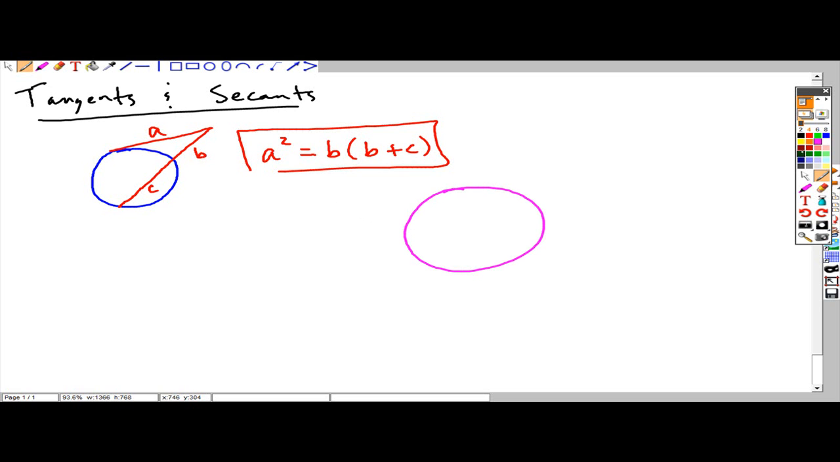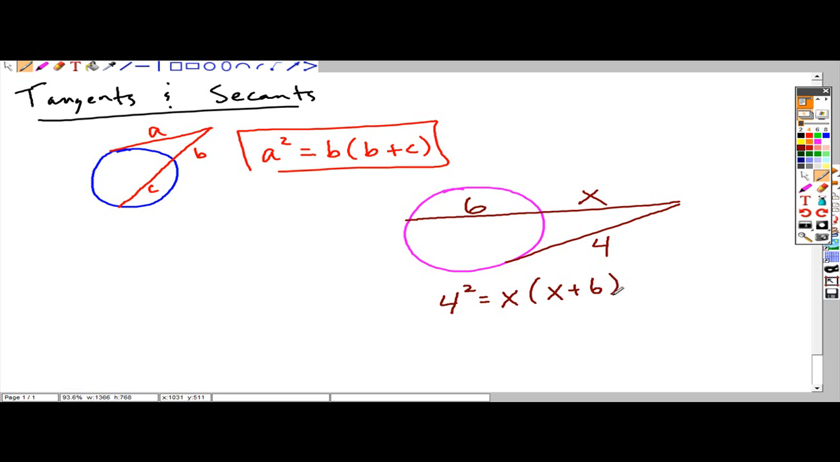So if we took a circle intersected by a tangent and a secant, and let's say the tangent segment has a length of 4, the secant segment has an external length of x and internal length of 6. So when you take this relationship, you can apply the equation that the tangent segment squared is equal to the external portion of the secant times the entire secant, which is represented by x plus 6. And so now you just do the math for this.